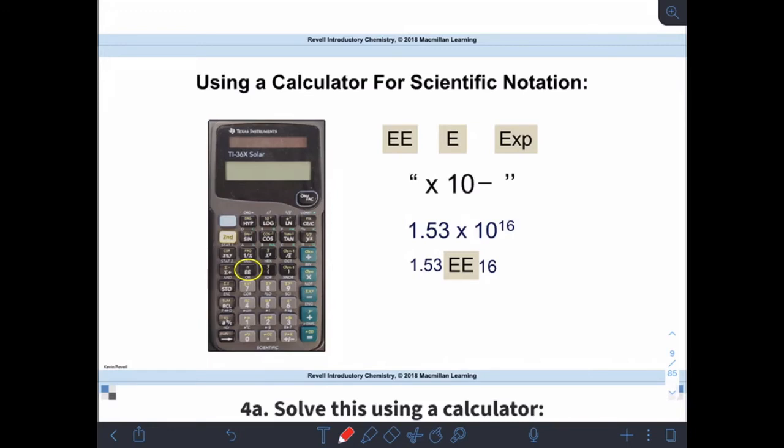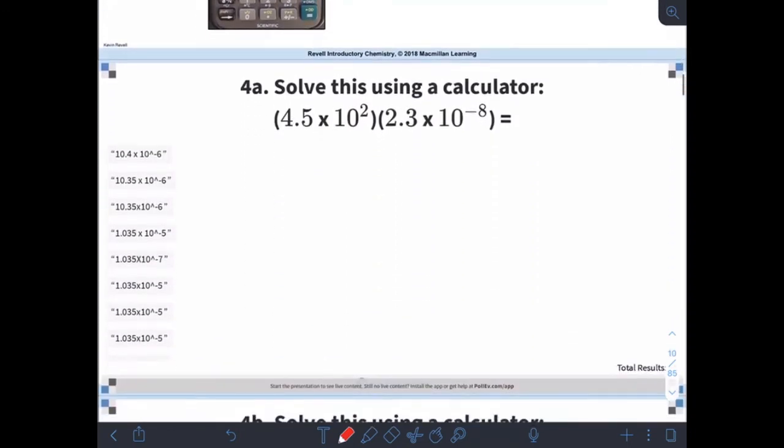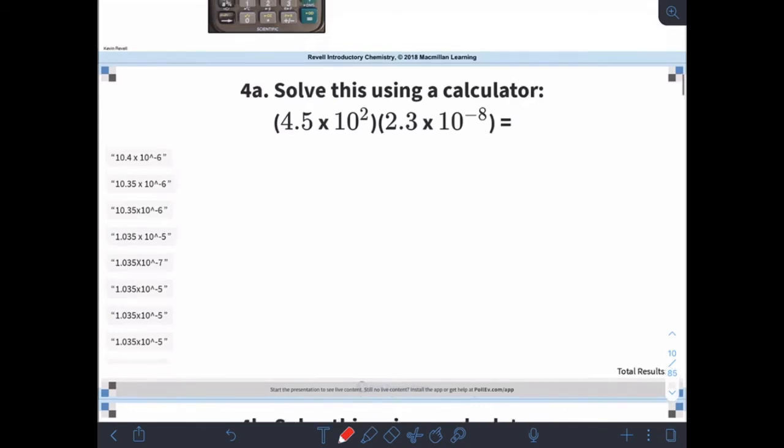Okay, so let's work this first problem sort of together. If you're using your EE button correctly, the way this should look in your calculator is that it should read 4.5 E2, which means 4.5 times 10 to the 2, and 2.3 E to the minus 8.